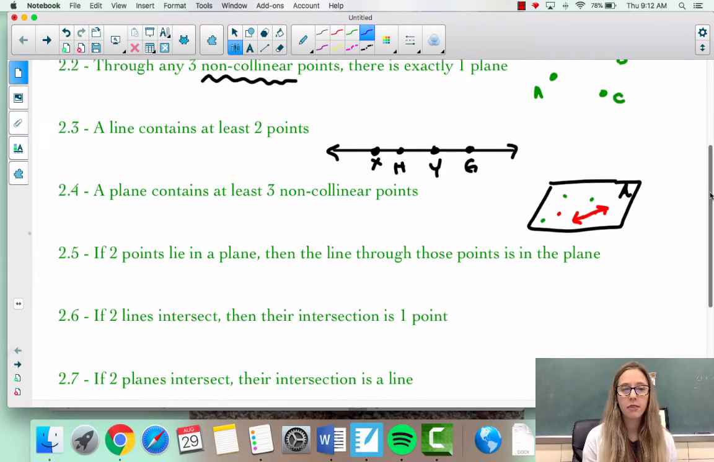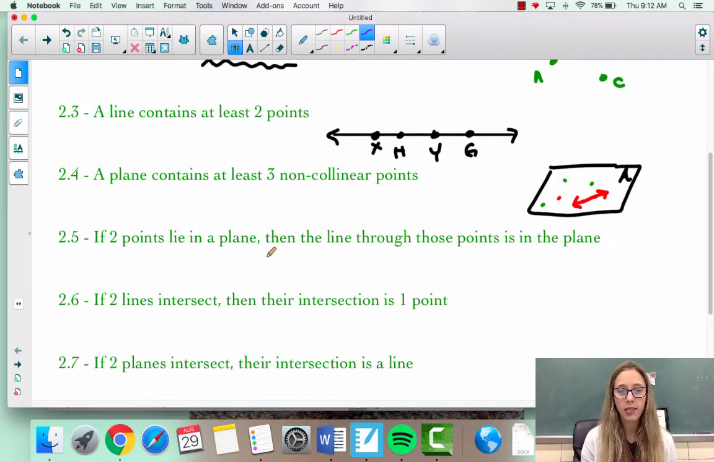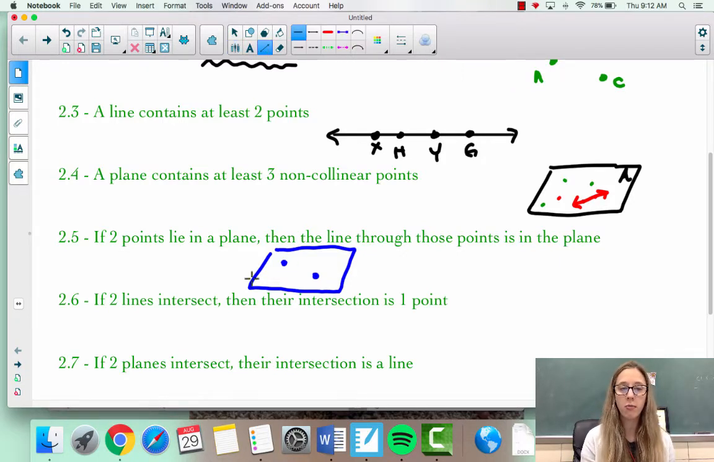2.5 says if 2 points lie in a plane, so let's draw that scenario. So here's a plane, and I've got 2 points. It says then the line through those points is also in the plane. So if I have 2 points on my plane, then if I draw a line through it, that also is going to be in the same plane.